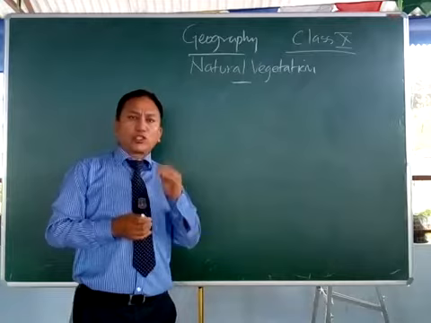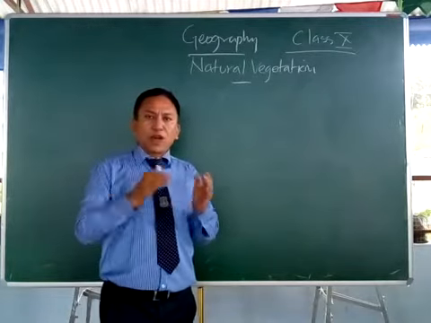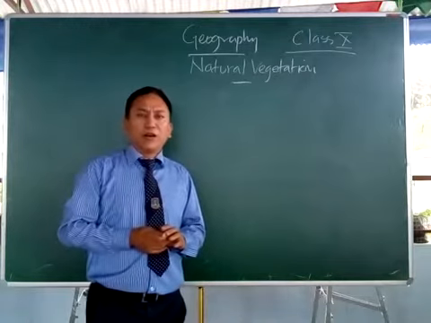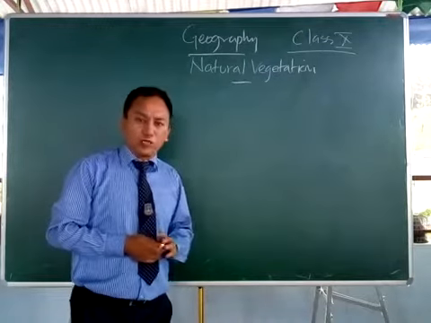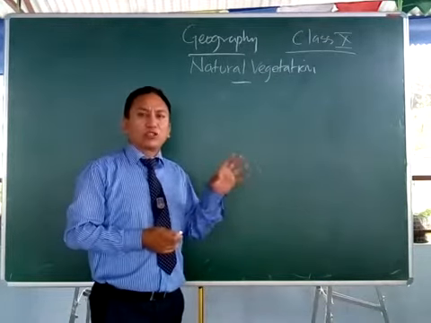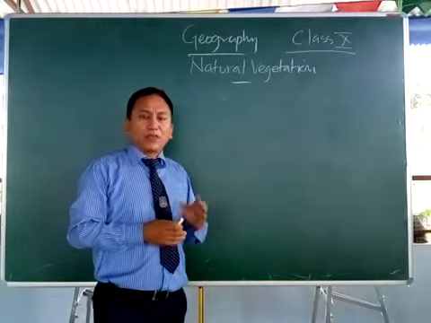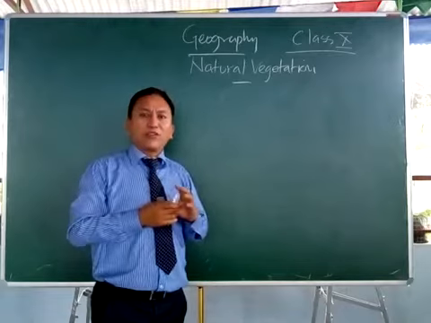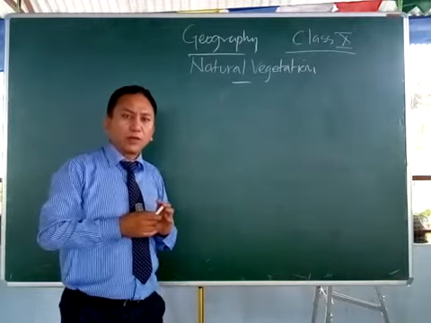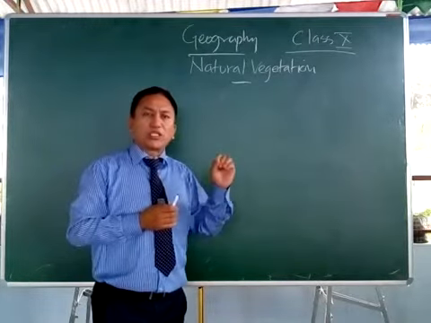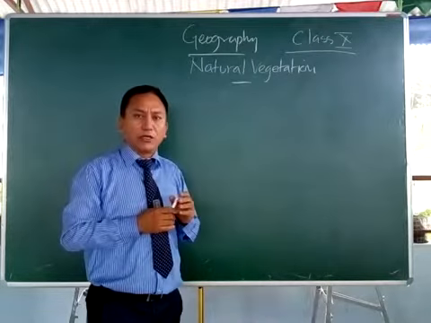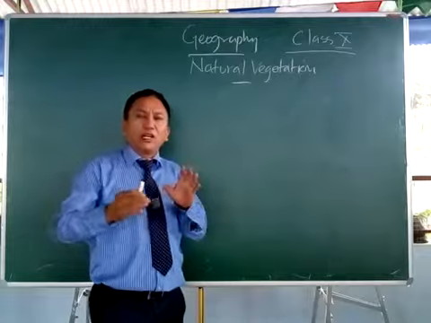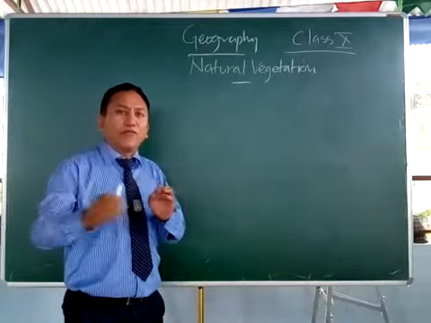Now, if you go below the Tropic of Cancer, which divides our country in two parts, if you go below that, we have tropical influence, where we have the vegetation of the tropical type. Then if you go above the Tropic of Cancer, if you go to the northern parts, we have the temperate type of vegetation, because it's slightly colder if you go above the Tropic of Cancer. And if you go below the Tropic of Cancer, it gets a little warmer. So we have a tropical type of vegetation.